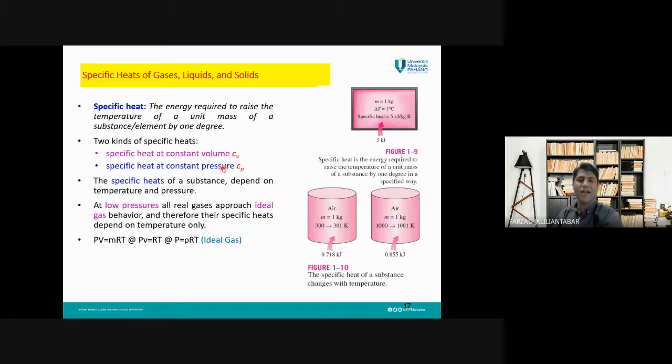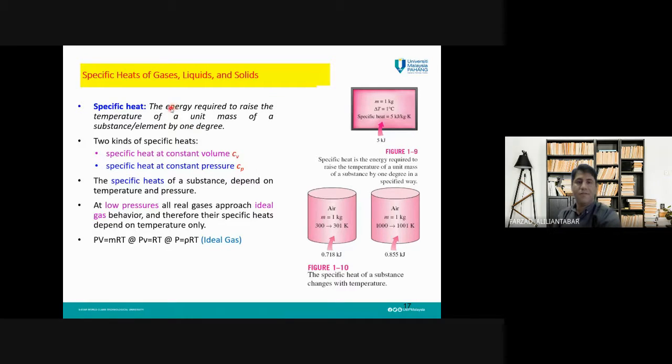The other concept which you need to recall from thermodynamics is specific heat. A specific heat is the property of the substance. The specific heat is the energy required to raise the temperature of the unit mass of the substance or element by 1 degree. It is the property of the substance. We need to measure it experimentally, like, for example, color. The specific heat also is the property of the substance. It is different for different substances.